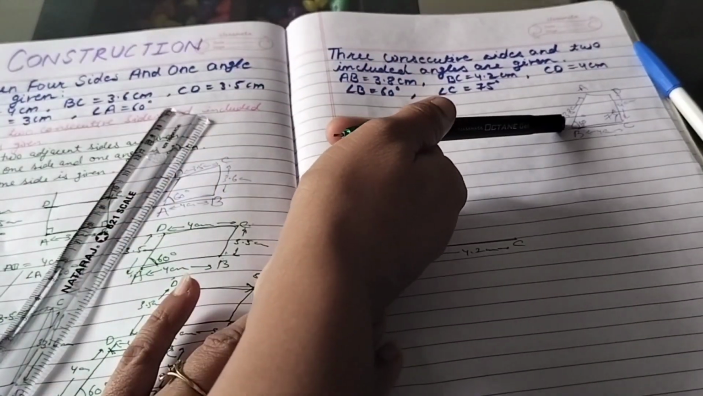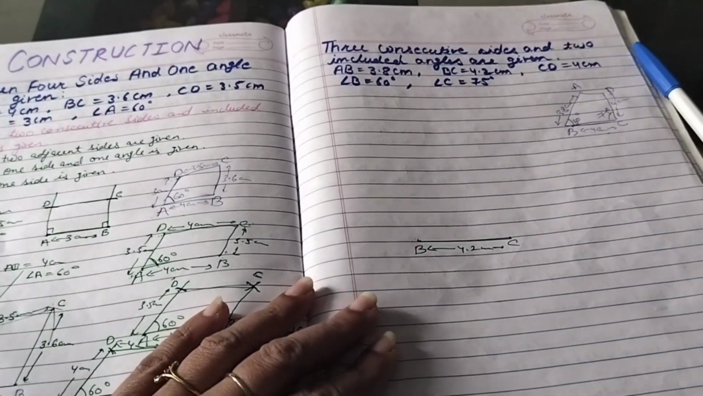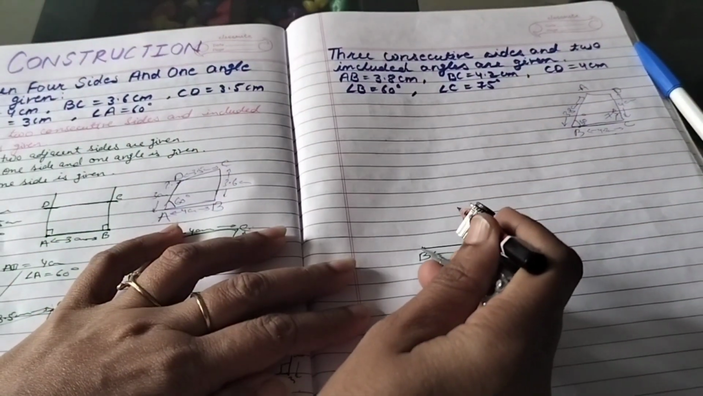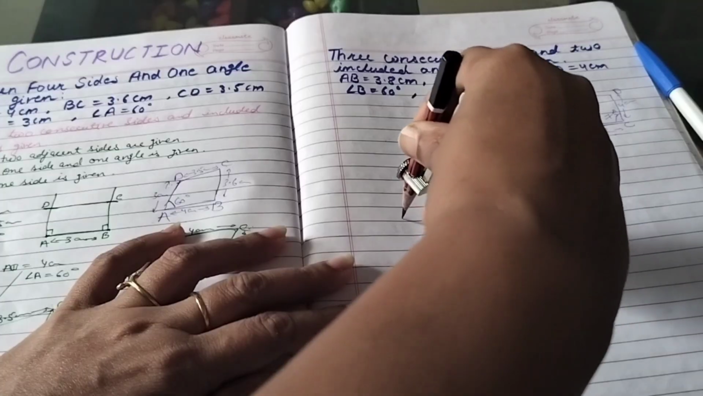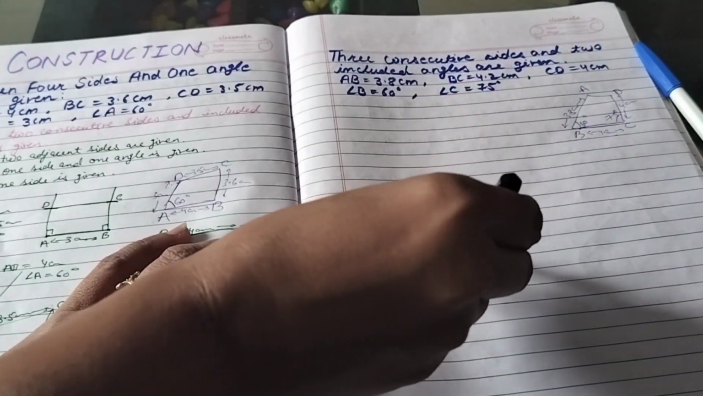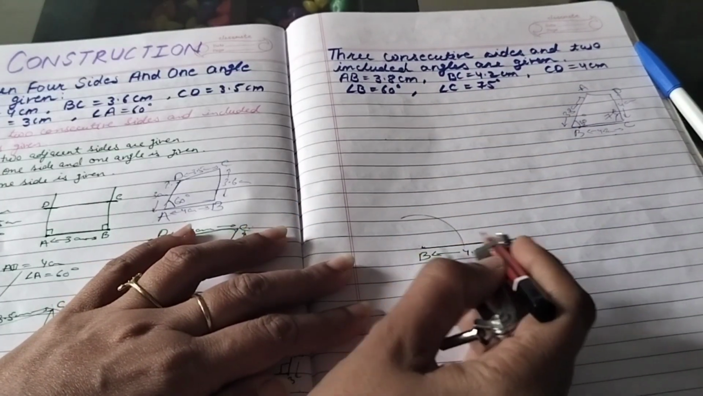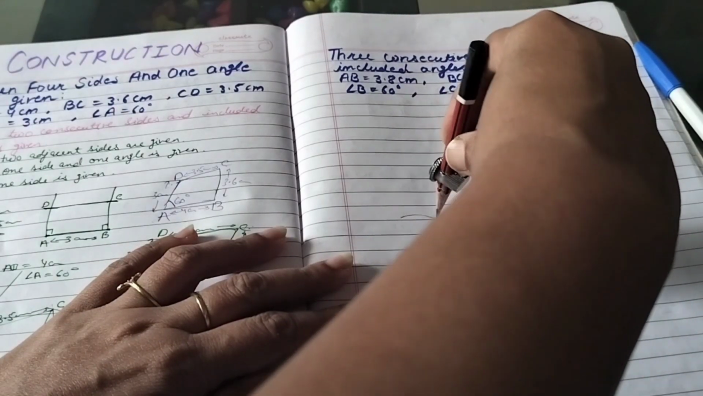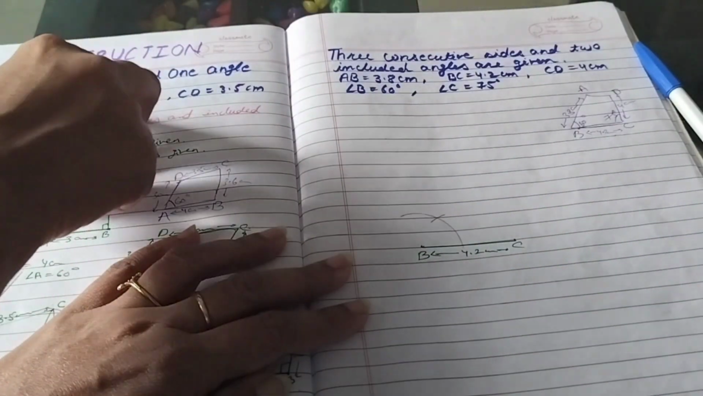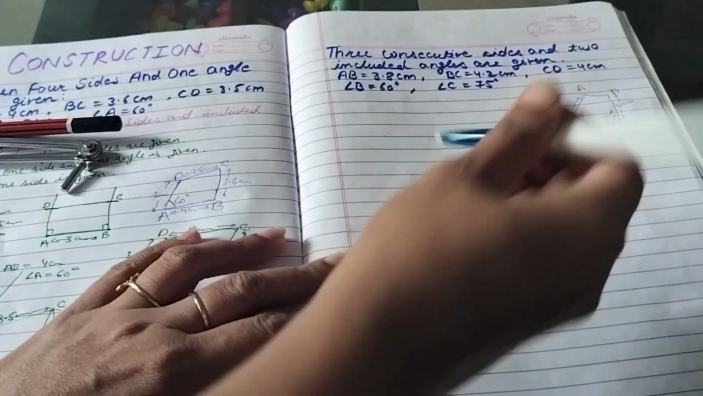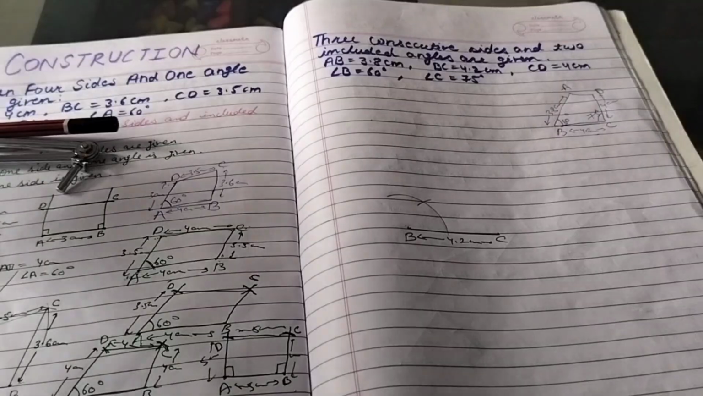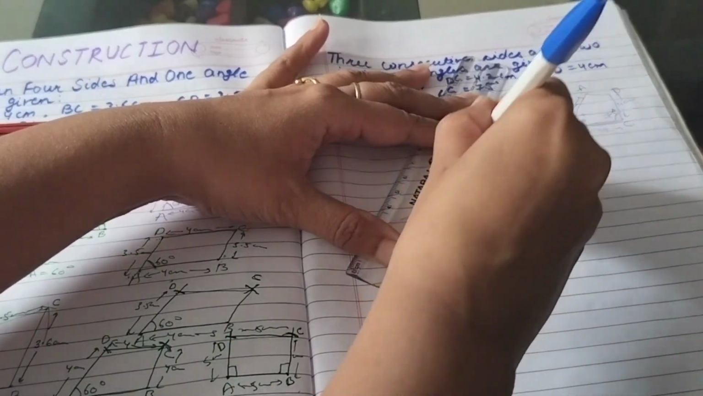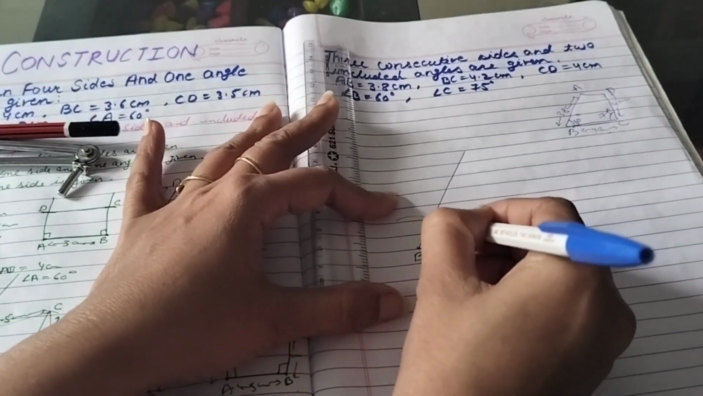Now at B we have to make an angle of 60 degree. So we will be taking B as the center. With any radius, we will be making an arc like this. Now wherever this arc intersects the line BC, we will be taking this as the center, and with the same radius we will be making an arc. This is your 60 degree. Now we will be joining B and this intersection point. These two we will be joining like this. We have joined it. This is your 60 degree angle.